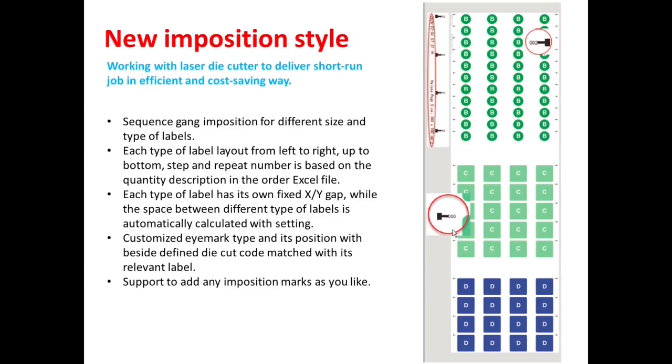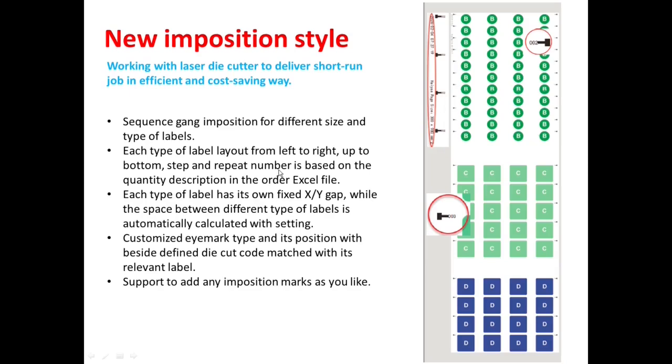Okay, this time I introduce a new imposition style. You can see on the screen like this. It's a new imposition style, working with a laser die cut machine to deliver short-run jobs in an efficient and cost-saving way. This is our purpose. In this gang imposition, each type of label is laid out from left to right, top to bottom.